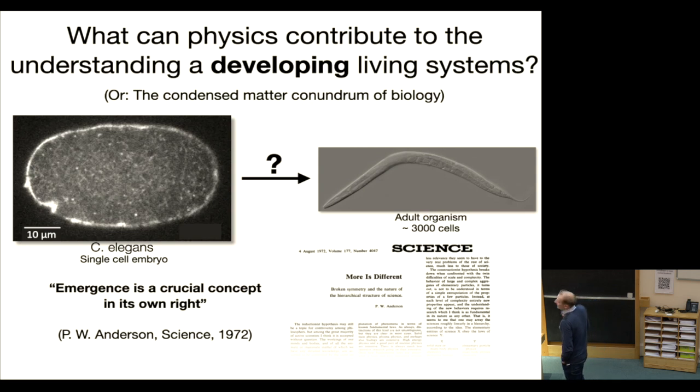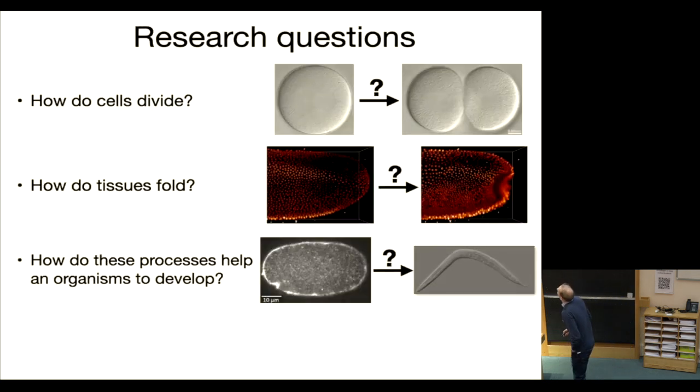And that's where physics, of course, can really help biology, because biology has the same issue as I tried to explain or convince you of with this organism on the top. And so what are the research questions that I'm looking into? Very bluntly, I want to understand how a cell divides, how a tissue folds, and of course when I say how do they do this, from my perspective, what are the physical principles that facilitate these processes, and then taking this together, how this can help an organism to develop as a whole.